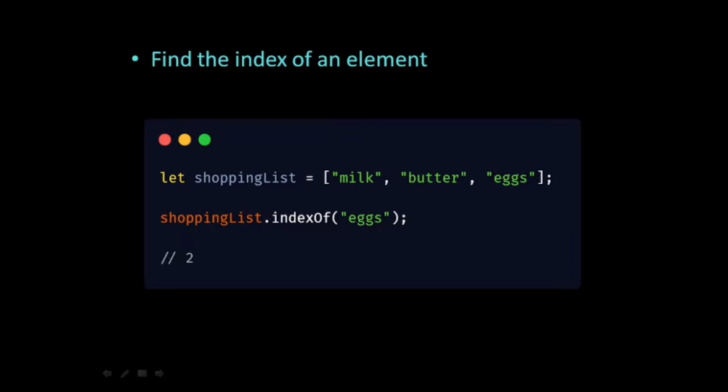In case we want to find the index of an element in an array, we can use the indexOf method. So for example, if we want to find the index of eggs in our array, we use it like that. And we get 2. This is 0, 1, 2.